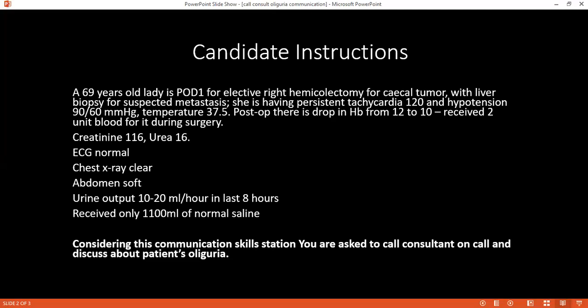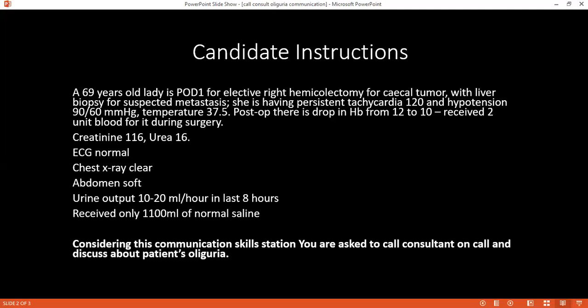By clinical examination of the patient and assessing vital signs, the patient is tachycardic with mild hypotension and low-grade fever. I have examined the abdomen of the patient, which is soft and lax. I have arranged some blood tests for the patient, which revealed that the hemoglobin level has dropped from 12 to 10, with slightly elevated urea and creatinine. Okay, what do you think the cause is?